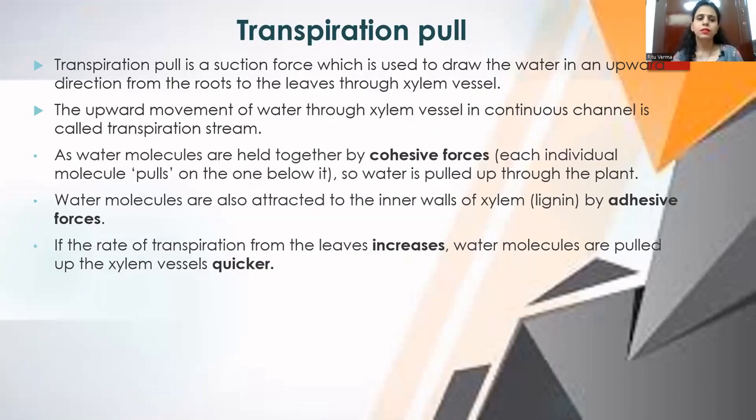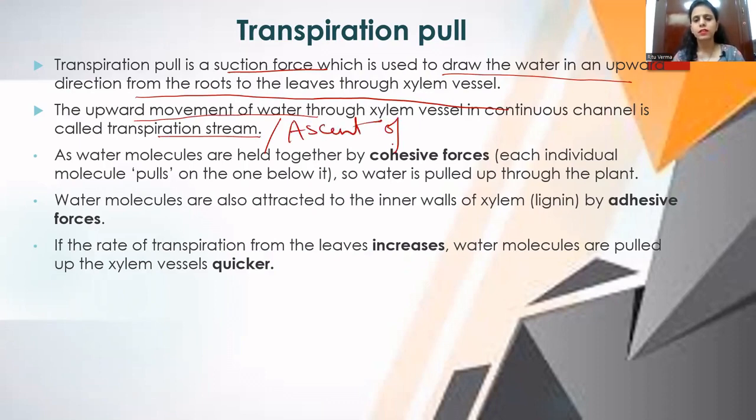So here it's transpiration pull. The definition of transpiration pull which you are supposed to write in the exam is: it's a suction force which is used to draw water in an upward direction from the roots to the leaves through xylem vessels. And this upward movement of water through xylem vessels in a continuous channel is called transpiration stream or ascent of sap.